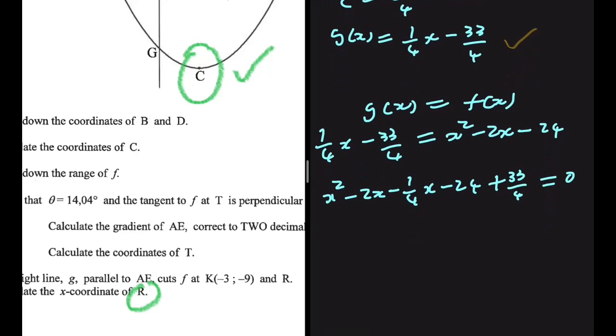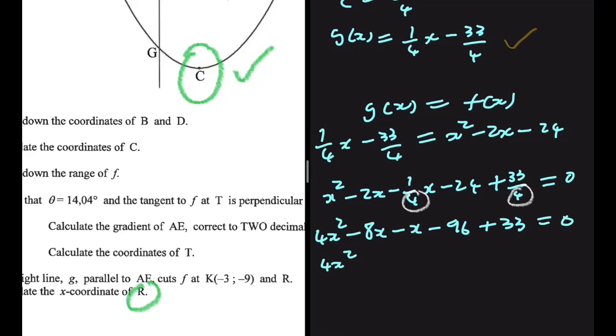It will be wise for us to multiply by 4 because we have 1 divided by 4 and 33 divided by 4. If we multiply it by 4, everything sits down. So let's go ahead and do that. We're going to have 4x squared minus 8x minus x, and then 24 multiplied by 4. So that is 24, 48, 96, plus 33 being equal to 0. So if we solve that, we're going to get 4x squared minus 9x minus 63 being equal to 0.